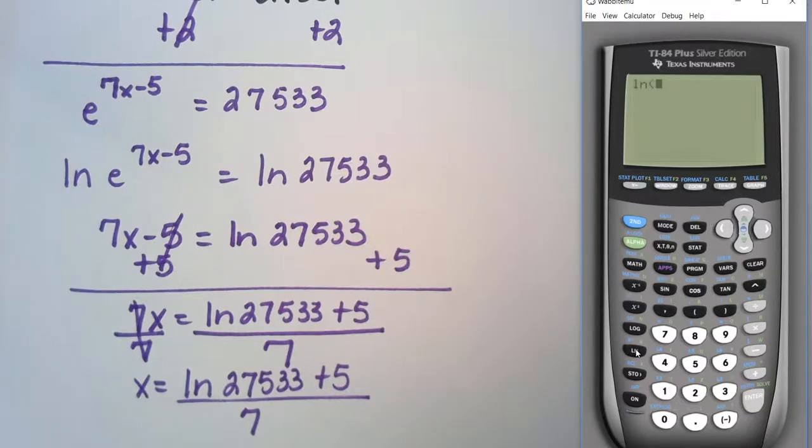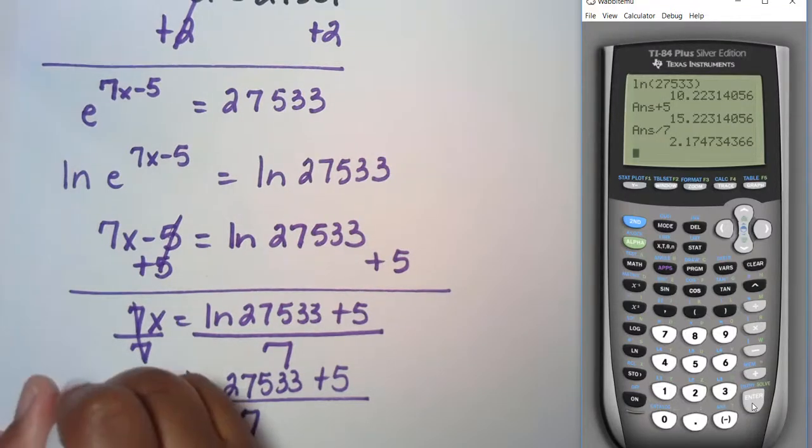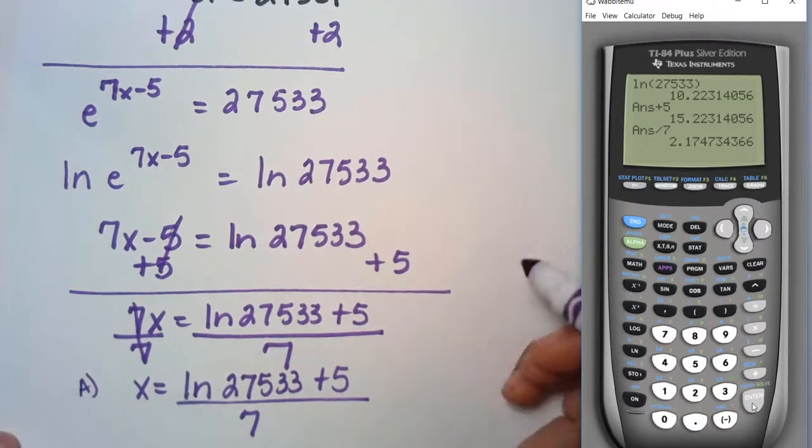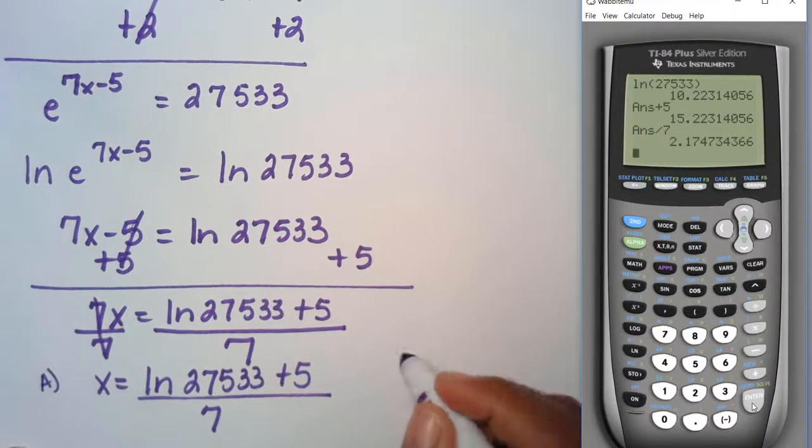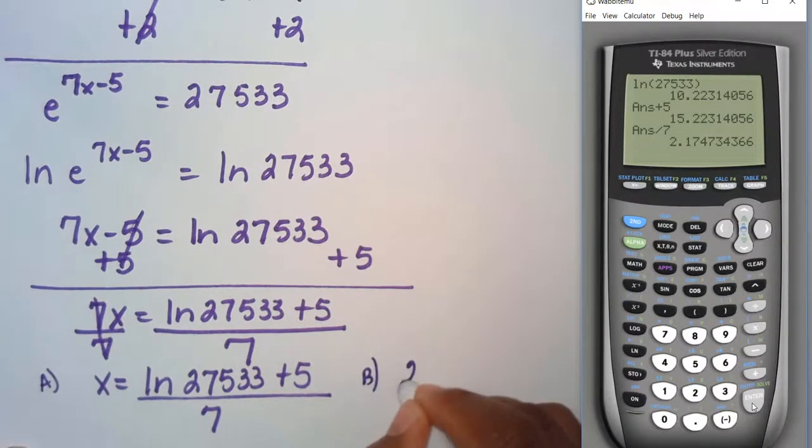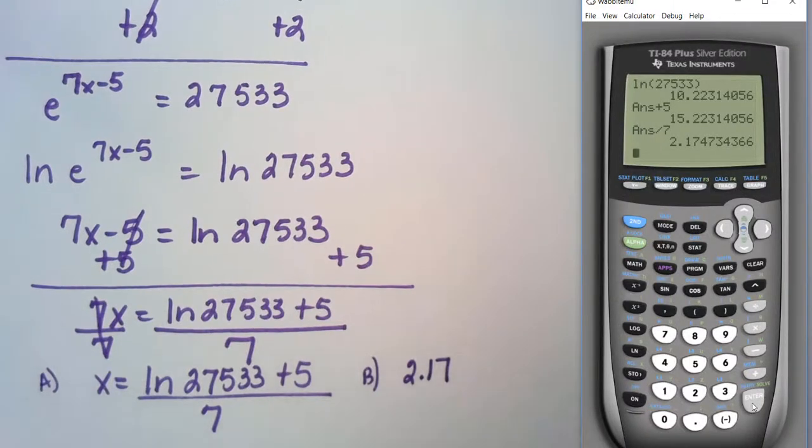So let's do ln of 27,533, and let's close it with parentheses, and let's press enter. Okay, then put plus 5 and then press enter. Then let's divide all of that by 7. And let's press enter. And what do we have once we round? Here is part A. Okay, part B, when we round, we have here 2.17 as our solution when we round.